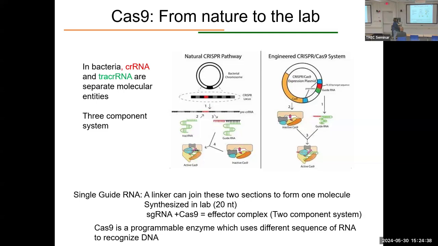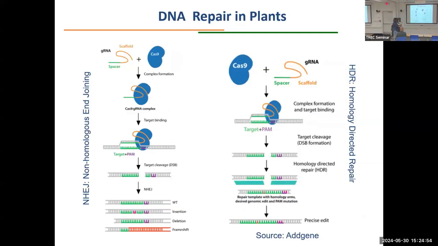Cas9 is a programmable enzyme, which we also know as a molecular Caesar. We can program it the way we want, and it uses different sequences of RNA to recognize the particular DNA or the gene of interest. So Cas9 cuts the DNA; it acts as a molecular scissors. I already mentioned many times that Cas9 acts as a molecular scissor, and it creates double-stranded breaks.